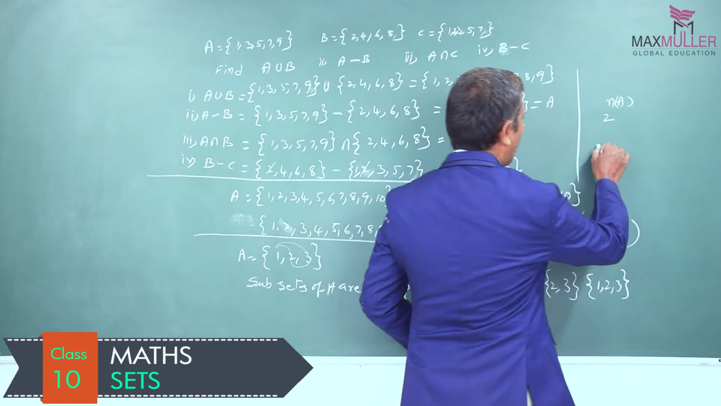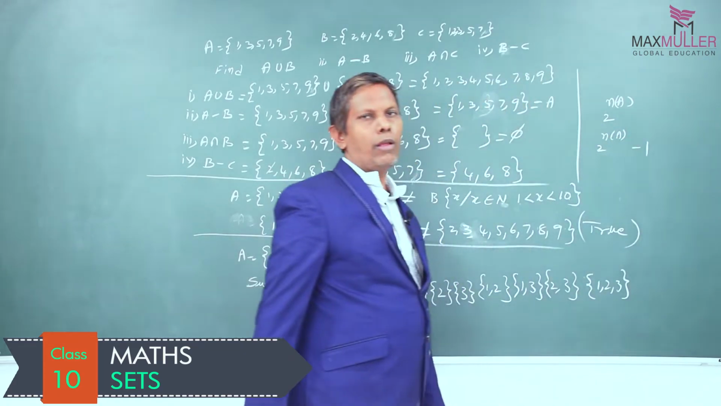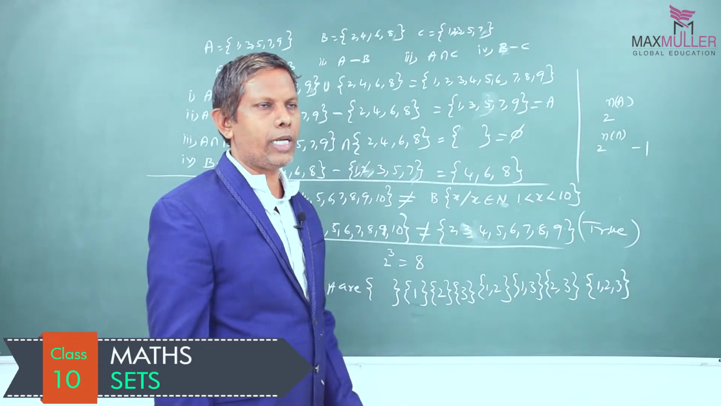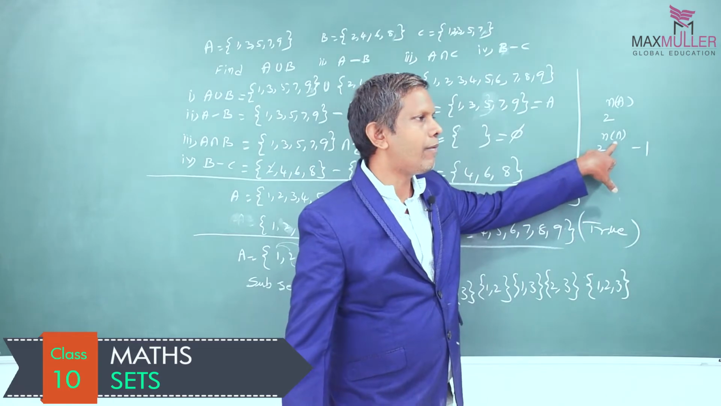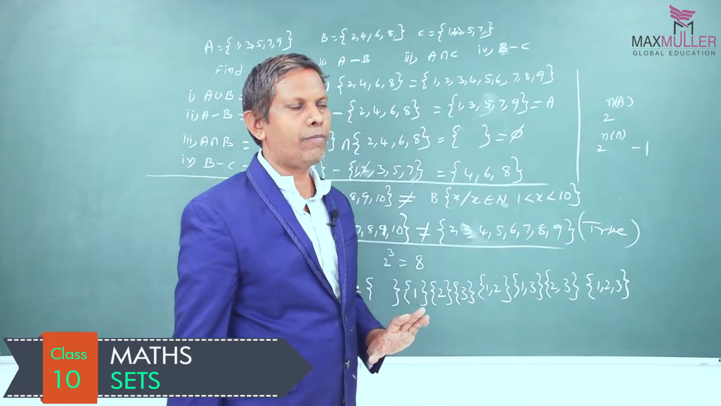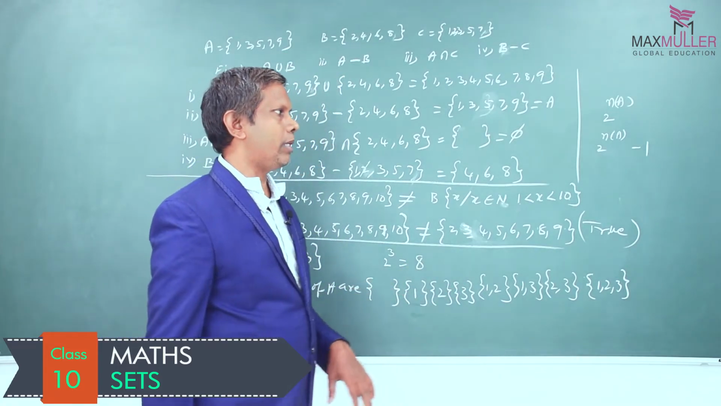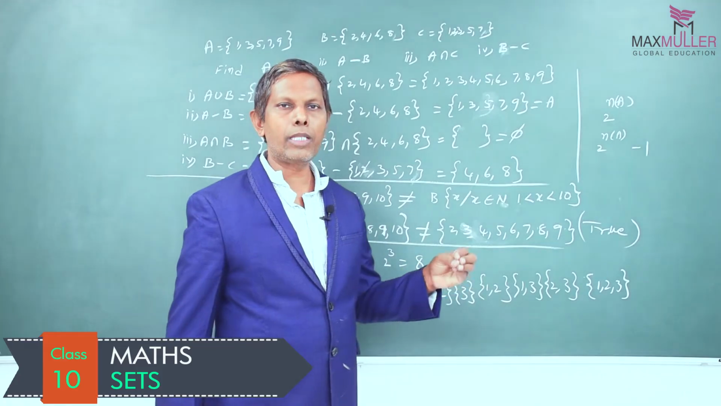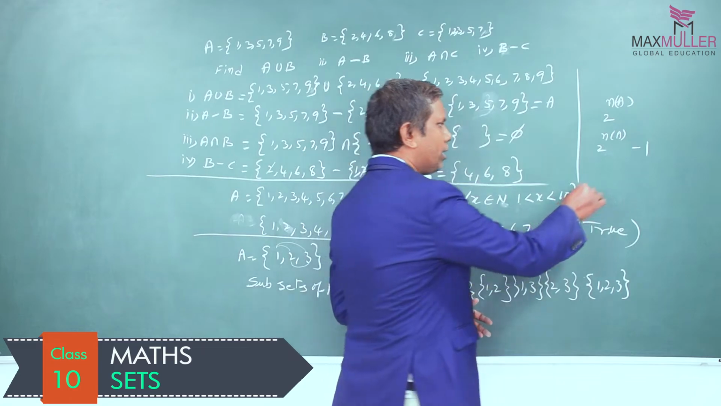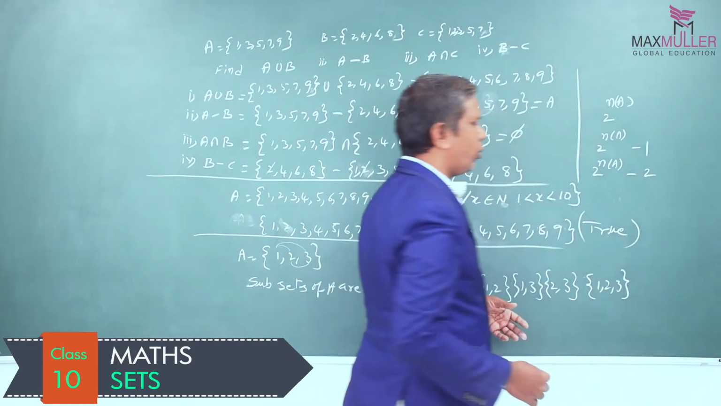That means the formula for the number of proper subsets of any set is 2 power n(A) minus 1, that is, 2 power the number of elements in the set, minus 1. And there is one more: non-empty proper subsets. How many non-empty proper subsets are there for a set? That is 2 power n(A) minus 2.